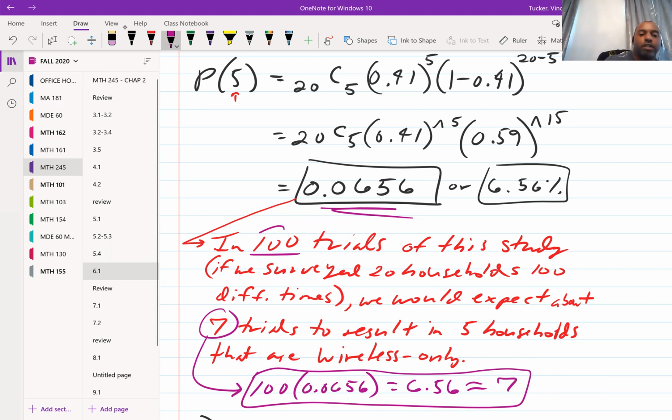Whenever they give you this number right here, in 100 trials, you take that, multiply it times whatever your result was. And that number right here should match with that. Questions? Any questions?